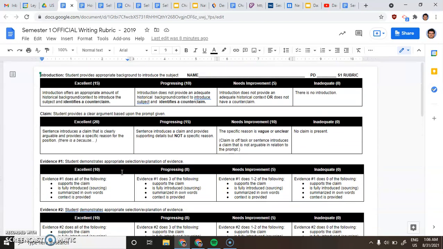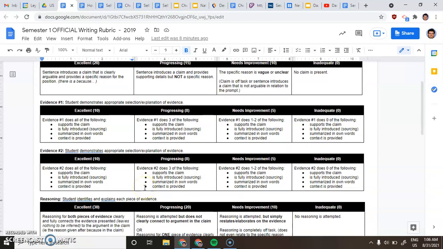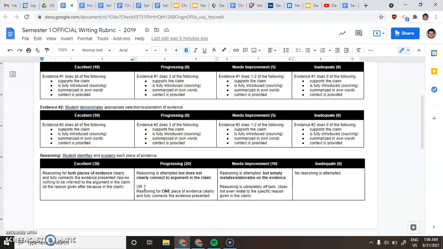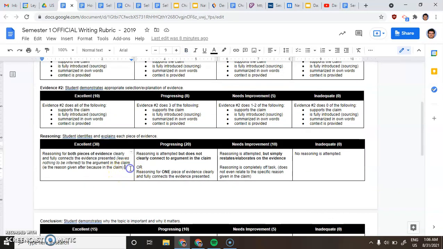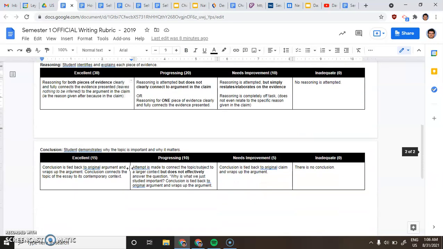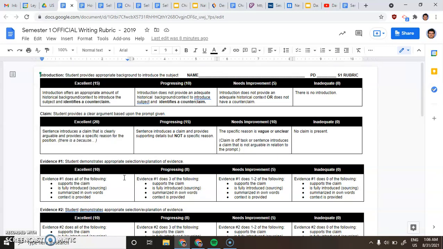And notice how for each of them, there's different point values, right? So your introduction is worth 15 points. Your claim itself, that one sentence, it's worth 20 points. 10 points for each piece of evidence. You're expected to use at least 2. Your reasoning is worth 30 points, so that's the biggest part of your grade. We'll talk more about that later. And then your conclusion is worth 15 points, okay? So this is exactly how you're going to be graded, all right?